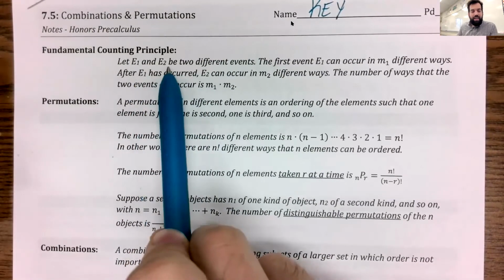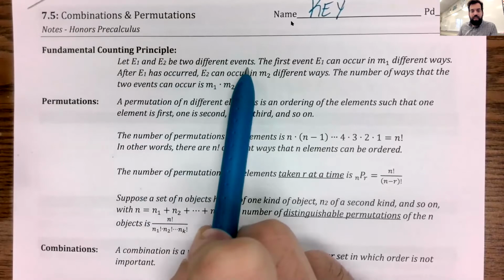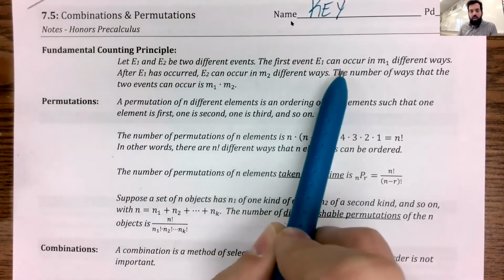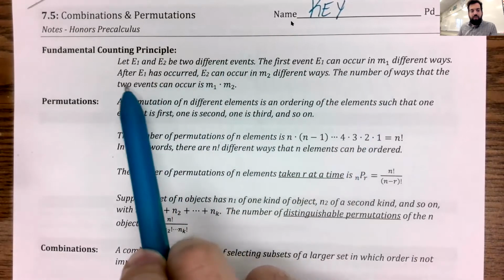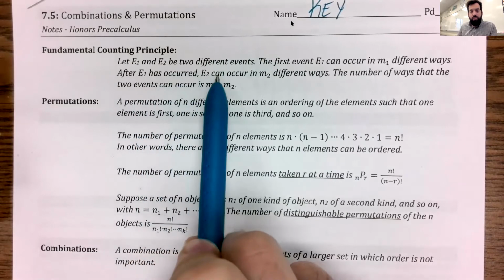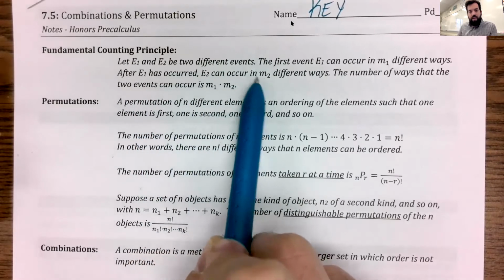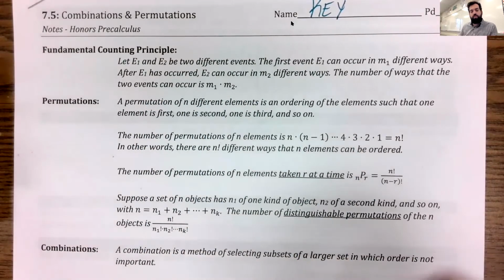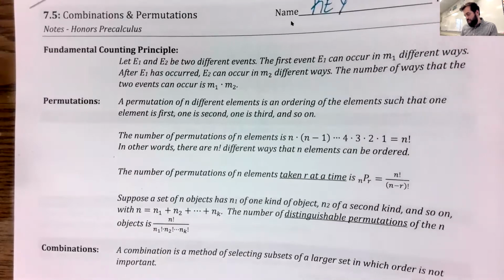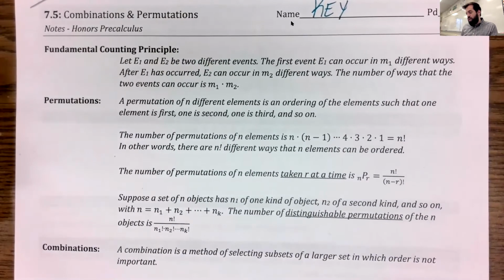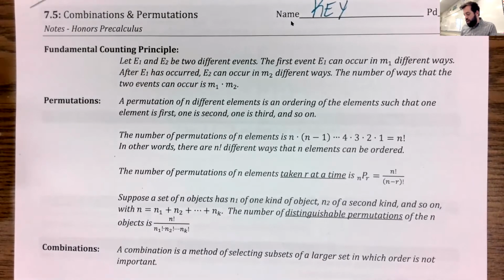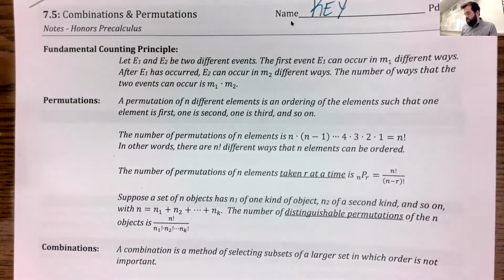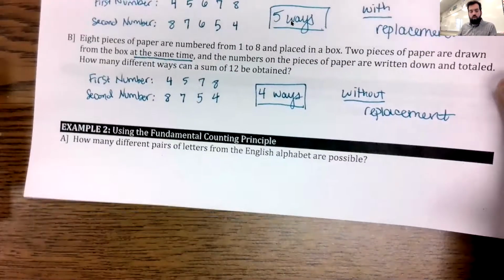Let E1 and E2 be 2 different events. The first event, E1, can occur in M1 different ways. After E1 has occurred, E2 can occur in M2 different ways. The number of ways that the 2 events can occur is M1 times M2. So that's a really fancy way of saying that if we are picking one thing from multiple groups of objects or items or whatever, then we can just multiply the totals together to get the total possibilities.